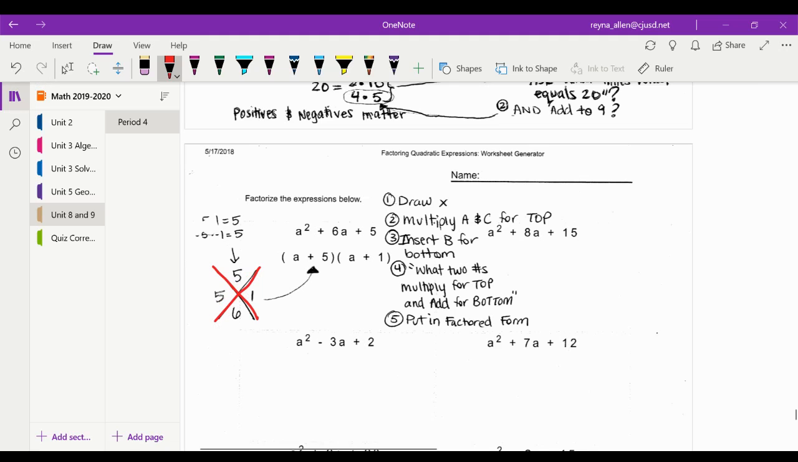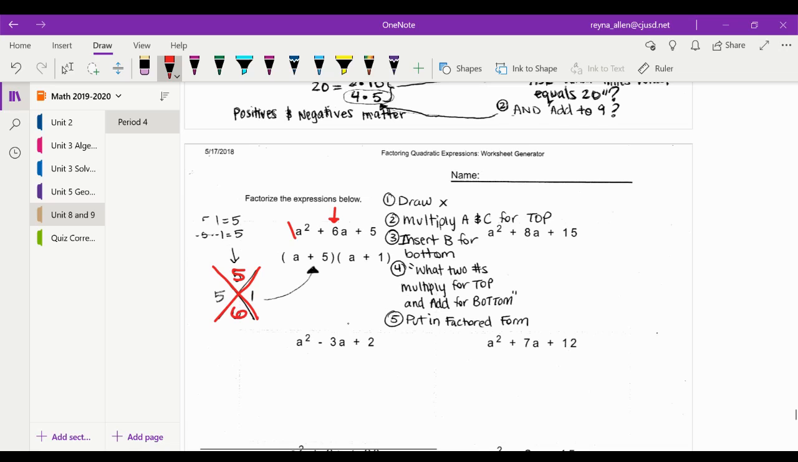Step 2 is to multiply A and C to give you the top number. So A right here is 1, C is 5. 1 times 5 is 5. So that gives you the number on the top. And then on the bottom, you're going to put your B. So B for this problem is 6.